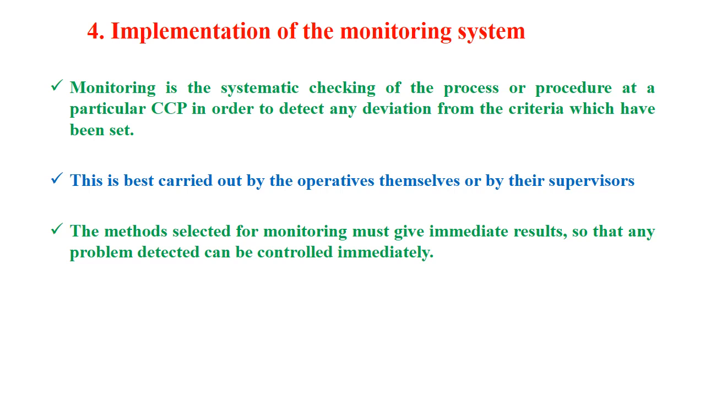So we have selected the CCP, we have selected the critical limits. Now we have to monitor whether it is being followed continuously, and whenever there is a deviation we should take immediate action. So that is what the monitoring system is.